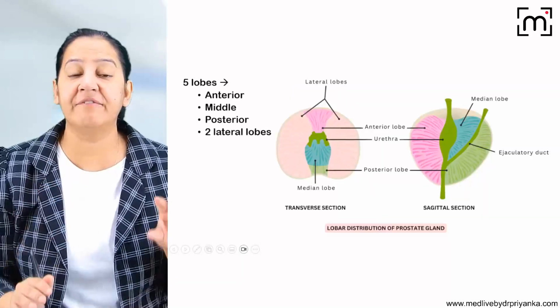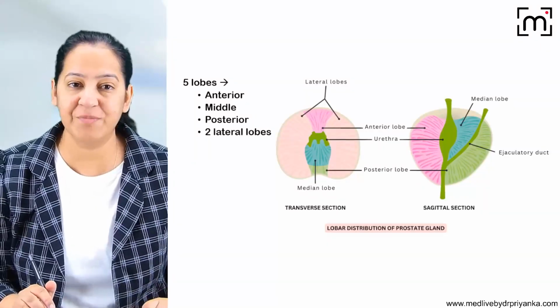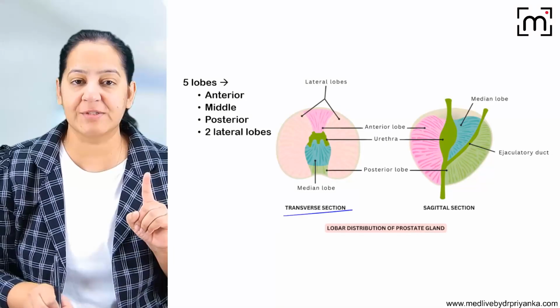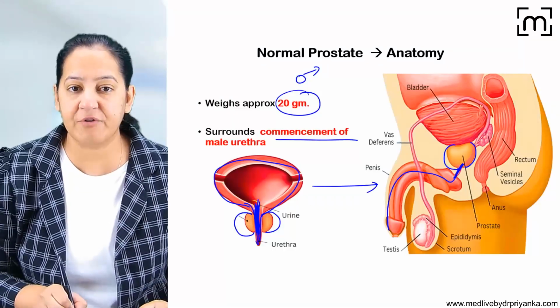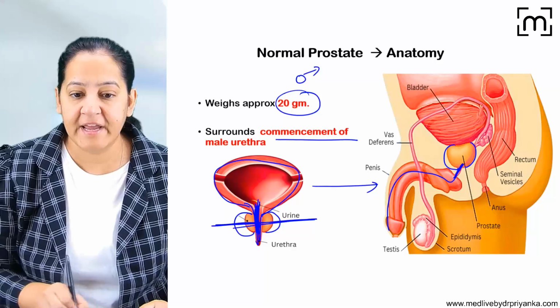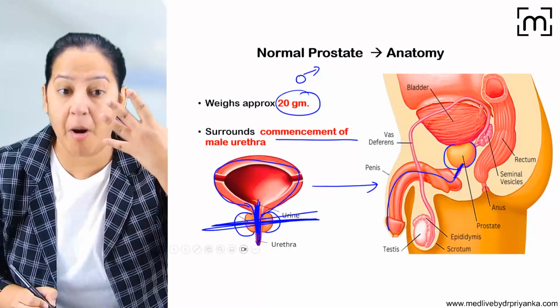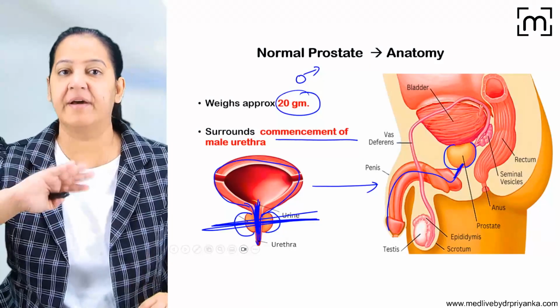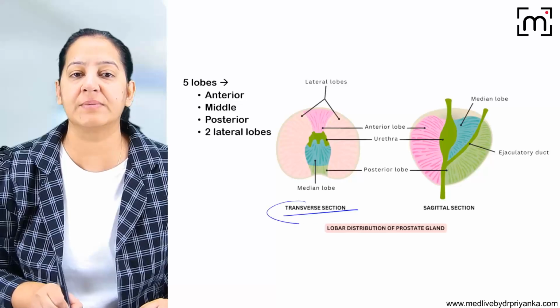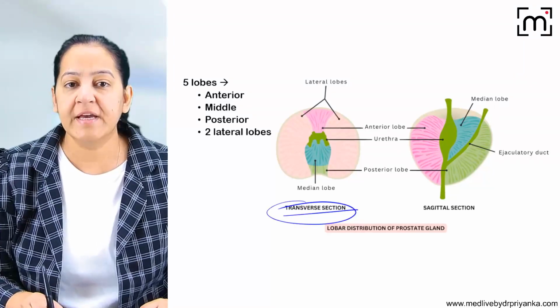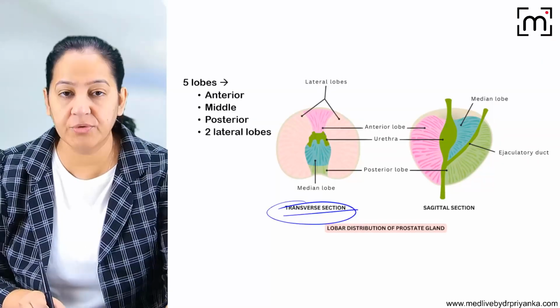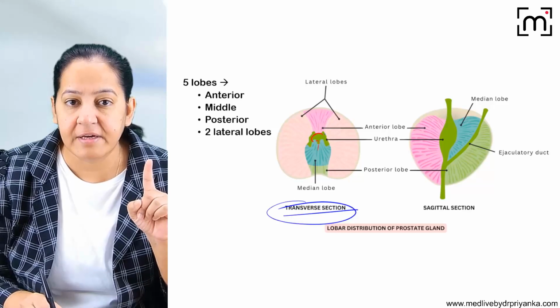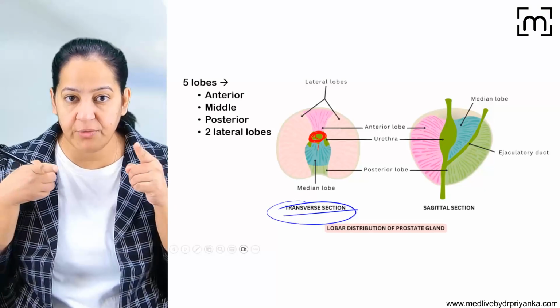So let's start with the 5 lobes of the prostate. What are the 5 lobes of the prostate? Now if you see the transverse section, if we are cutting the prostate from here and looking from above, that is the transverse section. So what you can see? You can see this is the urethra at the center. Let me show you. This is the urethral orifice from which the urethra is passing.